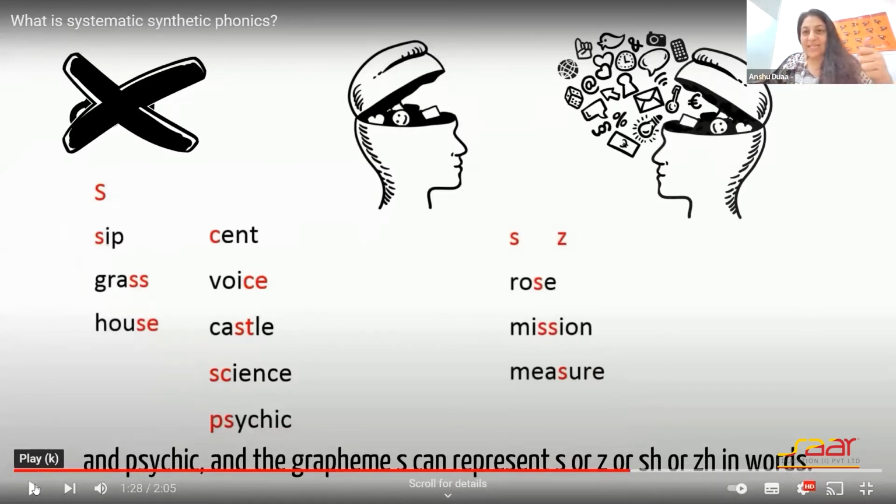There is a sound S, there is a sound Z. The sound S is coming in sip with just the letter S. It is coming in grass with two letters, double S. It's coming in house with the SE combination. It's coming in scent with C when it is followed by E. It's coming in voice, the CE combination. Castle, the STL combination. Science, the SC combination. And psychic, the PS combination.